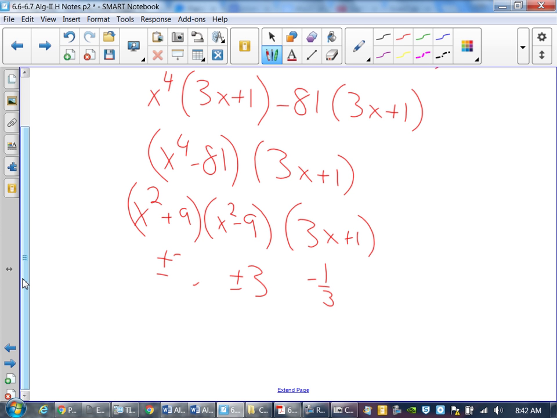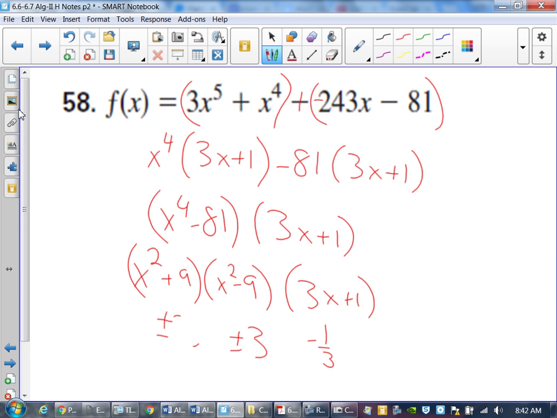Now, if you went synthetic, it wouldn't have been too bad because you would have tried positive 1, not work, negative 1, not work. 3 would have worked, and then you would have tried 3 again, it didn't work, and then you would have tried negative 3, and then all of a sudden you would have been left with the imaginary and the 3x plus 1. So it should have been terrible at that point. So the trick here is, guys, anytime you see four terms, try to see if you can group.